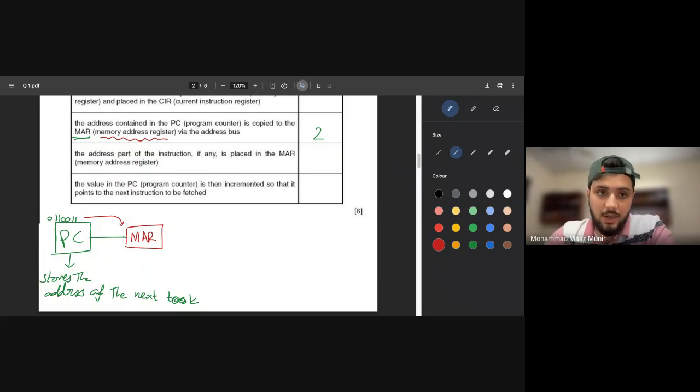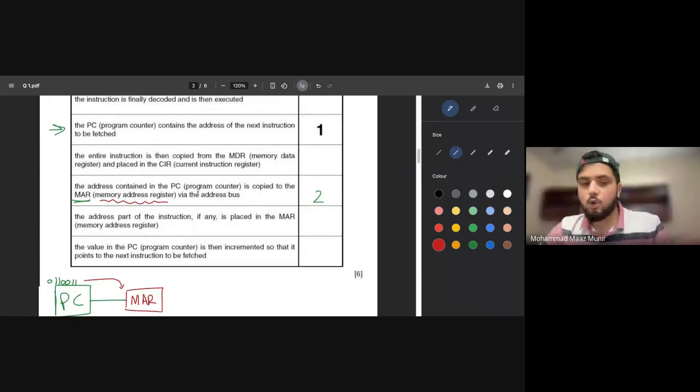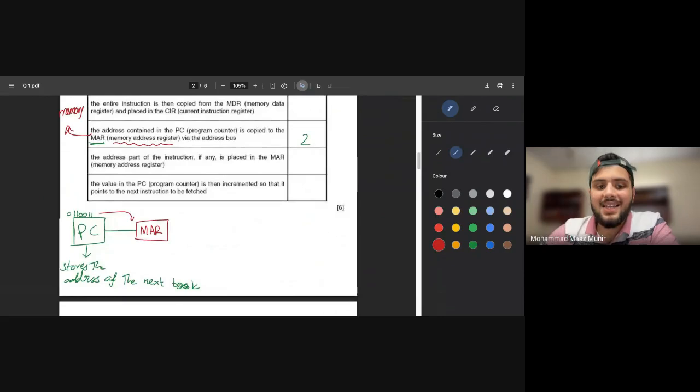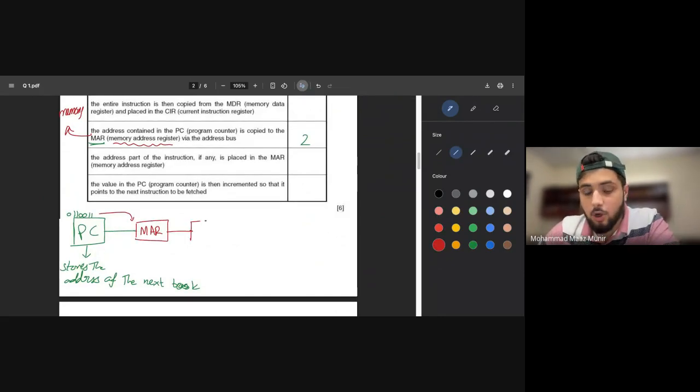Right. Now once you are done with MAR, what do you do next? Your address is like you reach the point where this part allows you to reach the memory. So you reach the memory where you now have the specific game file or whatever file it is. And once you are done with this, whatever instruction is at this address, you need to copy that into one other sort of register which we call MDR. MDR stands for memory data register.